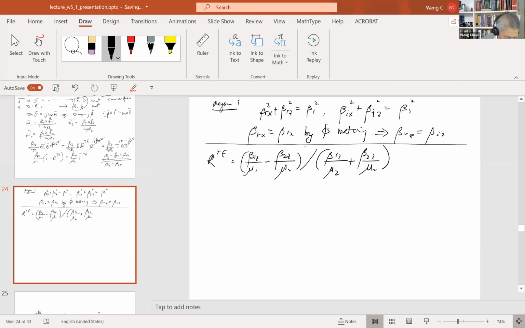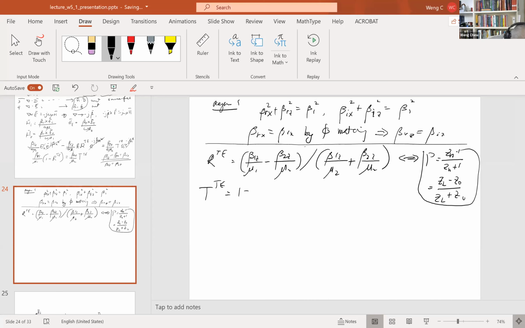Okay, and so if you compare with the transmission line formula, gamma is Zn minus 1 over Zn plus 1. So it is something like ZL minus Z naught over ZL plus Z naught. So there are some similarities, as you can see there. And then TTE is 1 plus RTE. Then you can figure that out, okay? It's written down in the lecture notes. I won't write it down, okay?